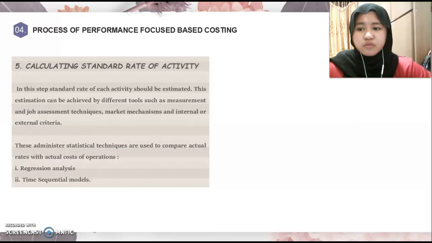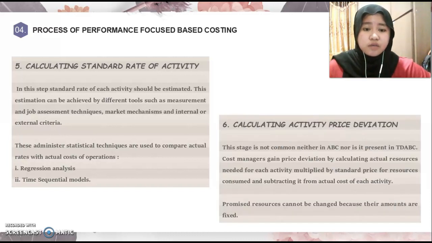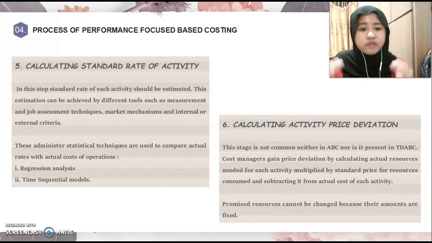And next, we have to calculate the standard rate of activity. In this step, the standard rate of activity should be estimated using regression analysis or time sequential models. And then we have to calculate activity price deviation. This step is only available in the PFABC method because it is not common in ABC or TDABC.